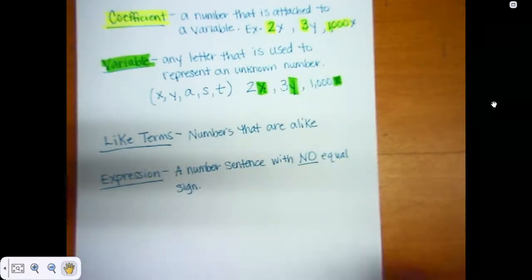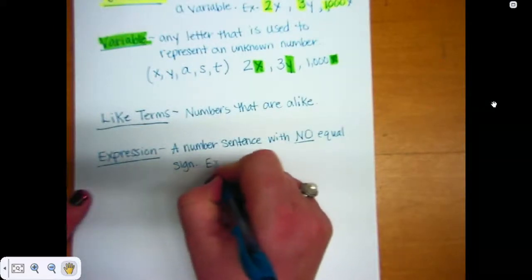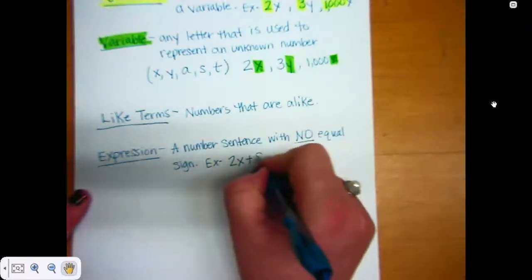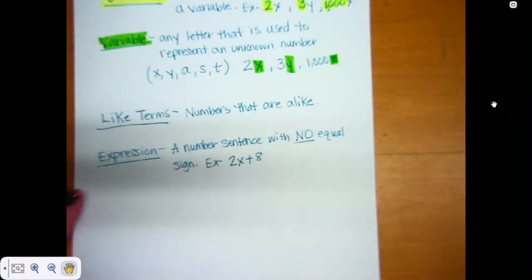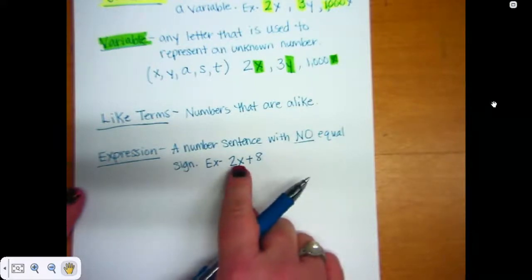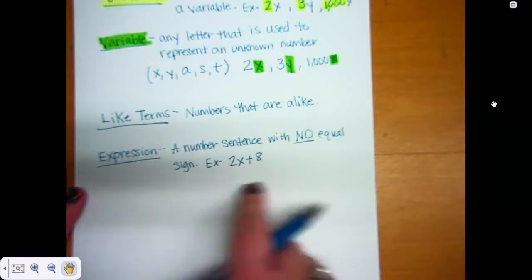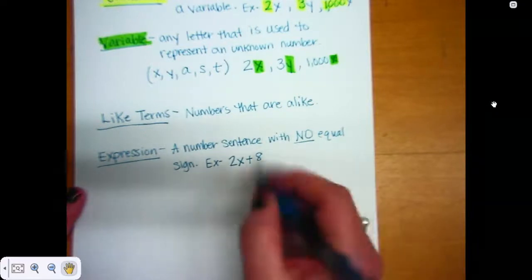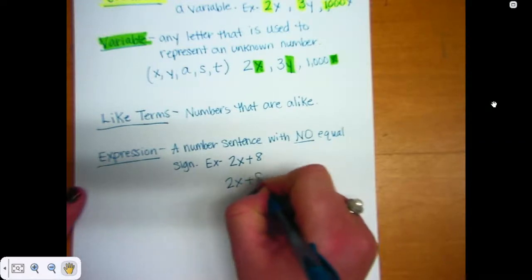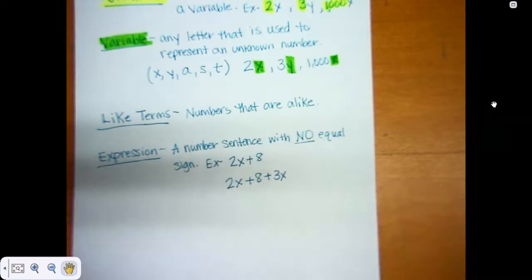So, for instance, an example would be 2x plus 8. There is no equal sign, so we can't figure out what the x is. 2x plus 8 is as simple as it could go. But what if you had 2x plus 8 plus 3x?